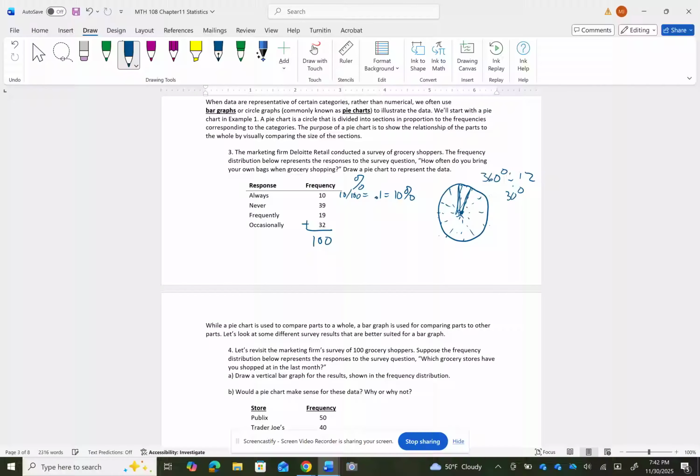Now each of these, because the total was 100, 39 out of 100 really is 39%. 19 out of 100 really is 19%. And then we have 32%. So what we're going to have to do, and I'm going to go back to this first one and give myself a little more room, is I'm going to have to find out what part of the circle that would mean I need to shade.